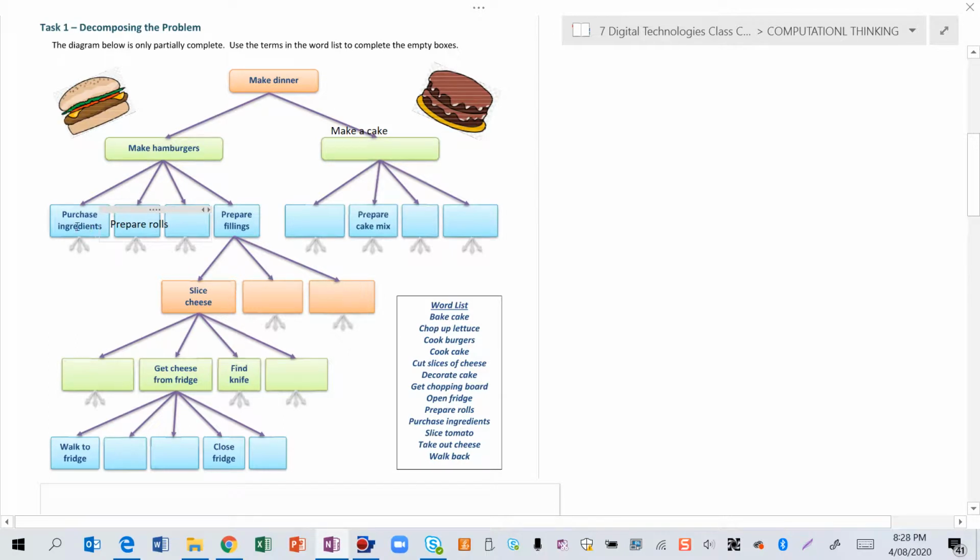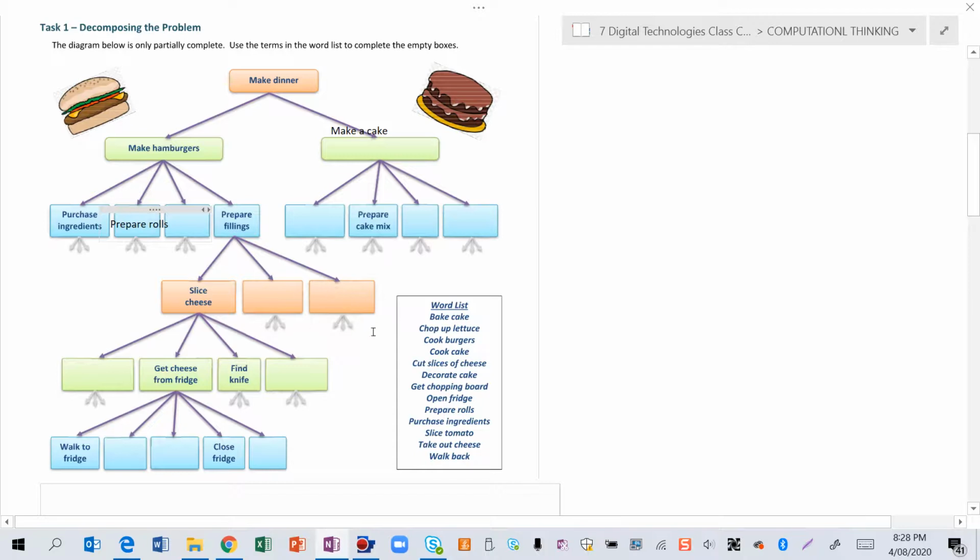Then you would decompose each one of these particular problems. So here you might think, right, purchase ingredients, prepare rolls, this is what I have to do. They've decided just to get you to do one part, which is preparing the fillings. So in these fillings, we've got the first one, slicing cheese. What else might you put in there? If you look here, what's listed here, you've got some other foods. You've got lettuce, you've got tomato, so probably put in lettuce and tomato there.